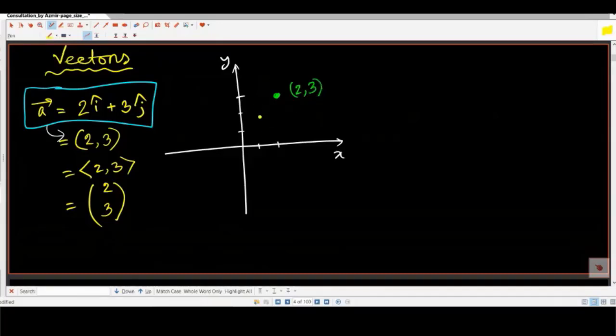Up to now we have just located the point, but since it is a vector, it will always be directed from the origin O. We know that the coordinate of the origin is (0, 0). So any vector is directed from the origin to the point. This is our vector, A equals 2i plus 3j. This is called a position vector.